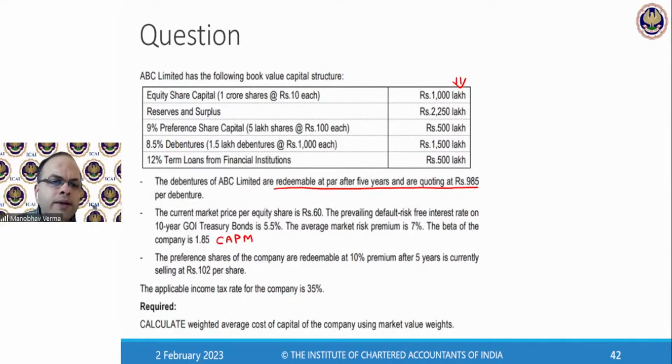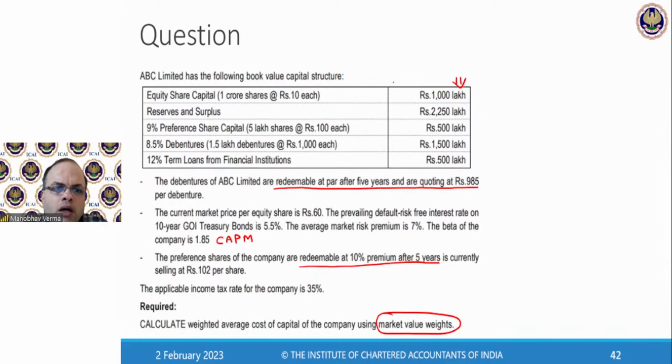Not only that, we are also saying that preference shares are also redeemable after 5 years. Now we need to calculate the weighted average cost of capital using the market value as a weight. Someone was asking earlier, how do we know whether we need to use a book value or market value? In this case, it is specifically asked for market value weights, guys. Specifically, we are being asked here.